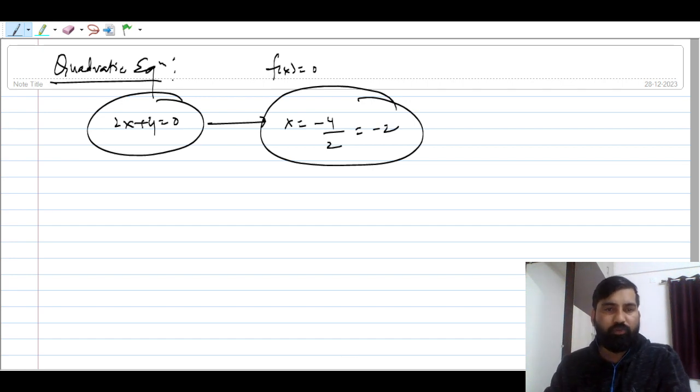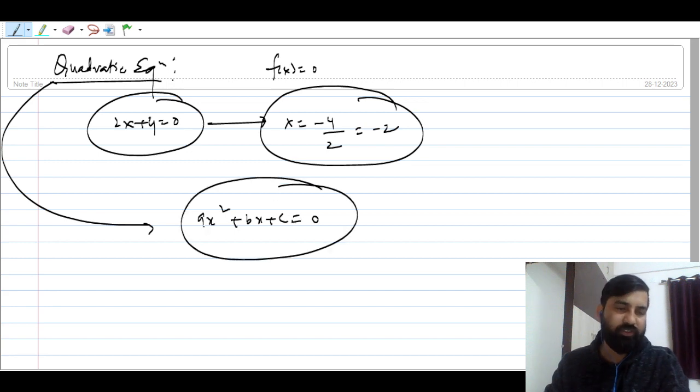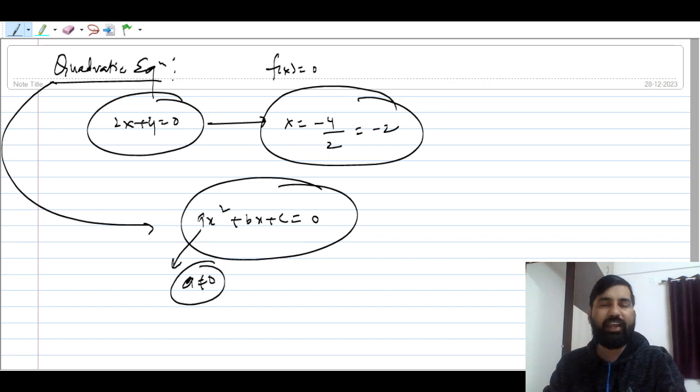Now let us talk about the quadratic equation. A quadratic equation is of the form ax² + bx + c = 0. You have to make sure that a is not equal to 0. a can be positive, a can be negative, but a should not be equal to 0, if you want a quadratic equation. Understood? There can be a few cases.